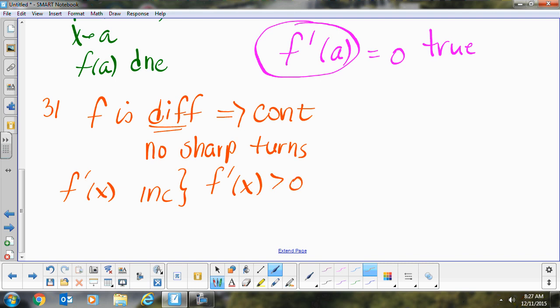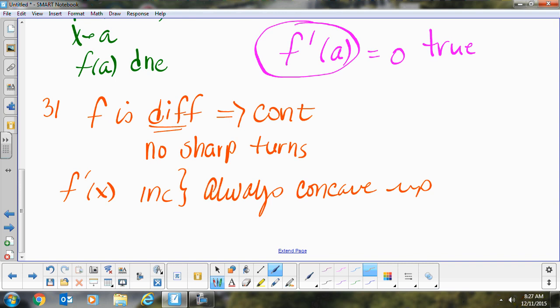So now which statement must be true? Is it possible to have a minimum if you're always increasing? Oh, wait a minute. The derivative is always increasing. That means the derivative, no. The derivative is always increasing. That means f of x is always concave up. Always concave up. There are no sharp turns. It is differentiable.